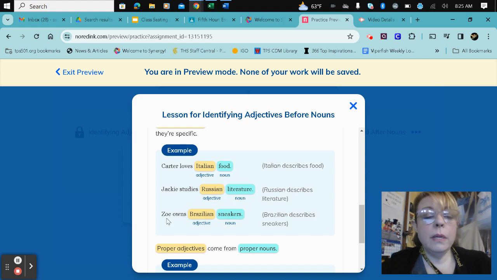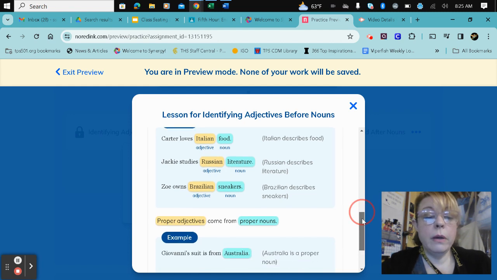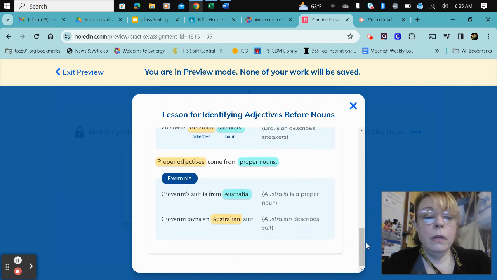Zoe owns Brazilian sneakers. So, of course, Brazilian derives from Brazil. So that's a country. It's the name of a country. So we're going to capitalize the B in Brazilian. So make sure that you do capitalize the first letter of any proper adjectives. And here's the example of proper nouns, just as a review. Giovanni's suit is from Australia. But if you turn that into an adjective, it'll look like this. Giovanni owns an Australian suit.